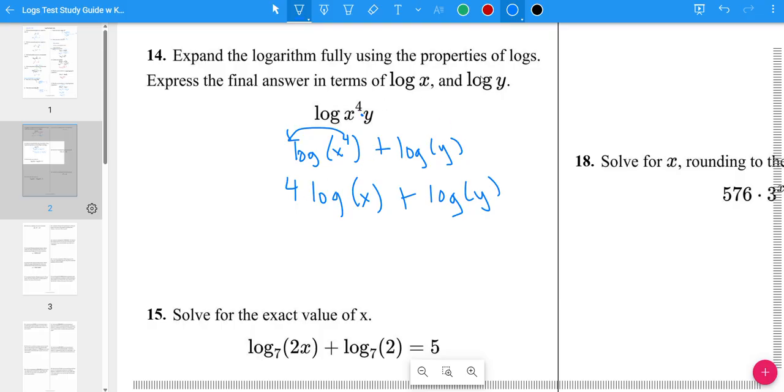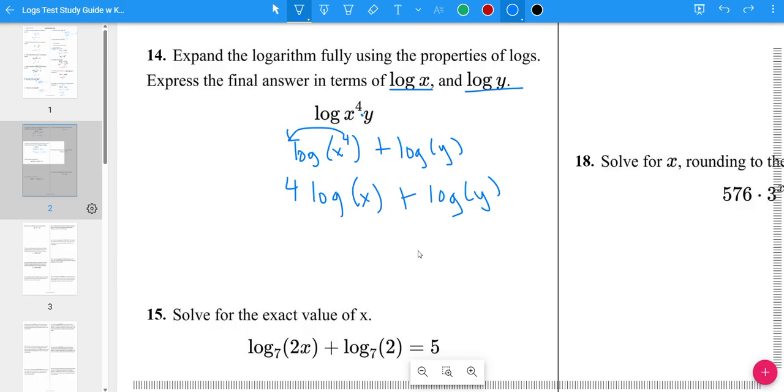Yep. This is my answer because I've got it in terms of log x and log y. There's nothing in the exponent. And if we wanted to, it could be in either order because we can add it in either order.